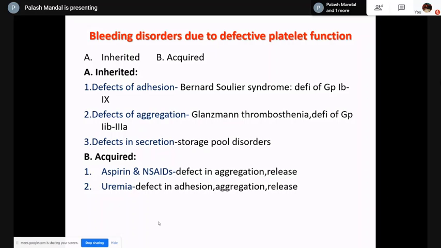Uremia. Uremia is a condition where the blood urea and creatinine levels are increased in the blood, which leads to a lot of problems, and that uremia can also lead to defect in the adhesion and aggregation and also release of the platelet enzymes.